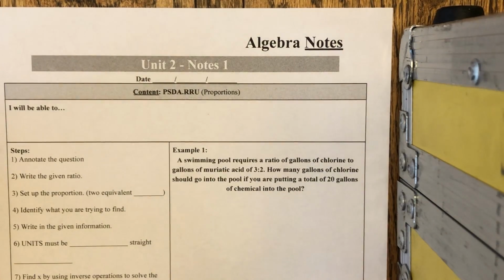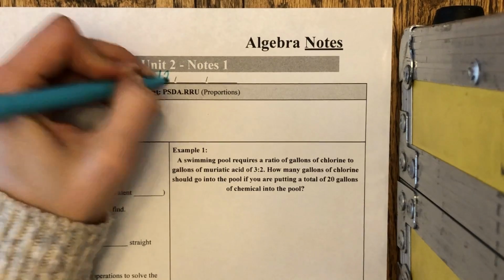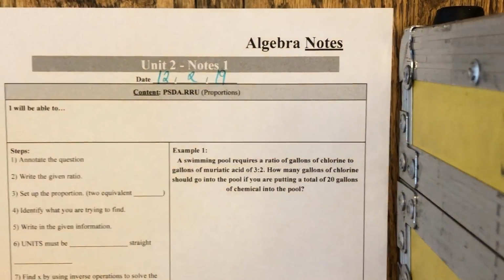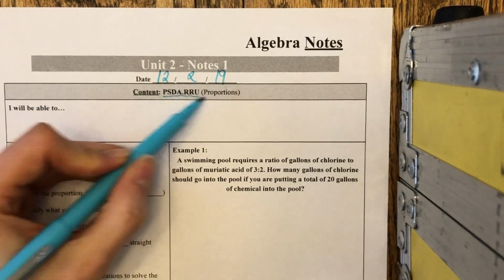All right, guys, this is Unit 2, Notes 1 for Algebra. We're going to start by writing the date at the top. So today is 12/2 of 19. And we want to start with our I will be able to statement. So for this week, we're still working on RRU, which is proportions.